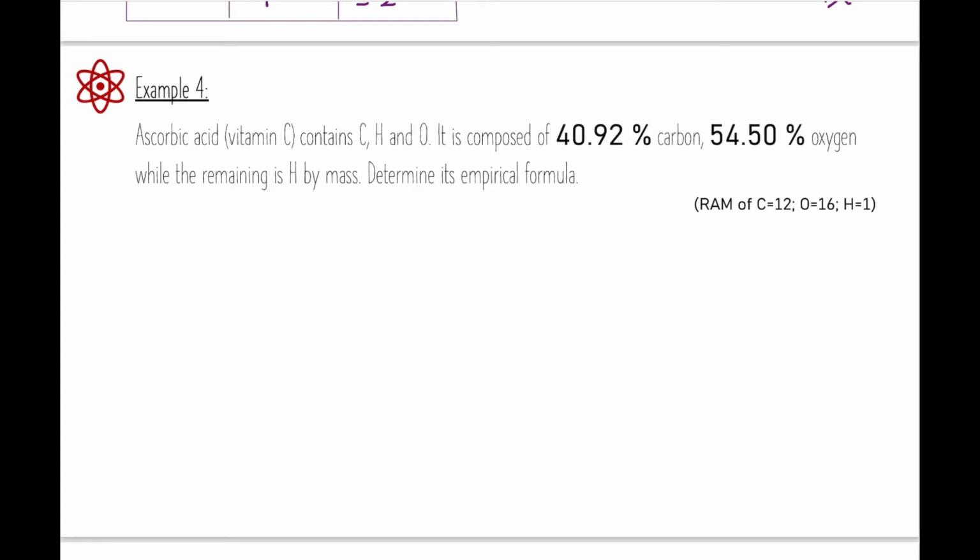Now let's move on to example number 4. Ascorbic acid or vitamin C contains carbon, hydrogen and oxygen. It is composed of 40.92% carbon and 54.50% oxygen, while the remaining is hydrogen by mass. Since the percentage by mass of hydrogen is not present in the question, you need to calculate it first by deducting 100% with the percentage of carbon and oxygen.